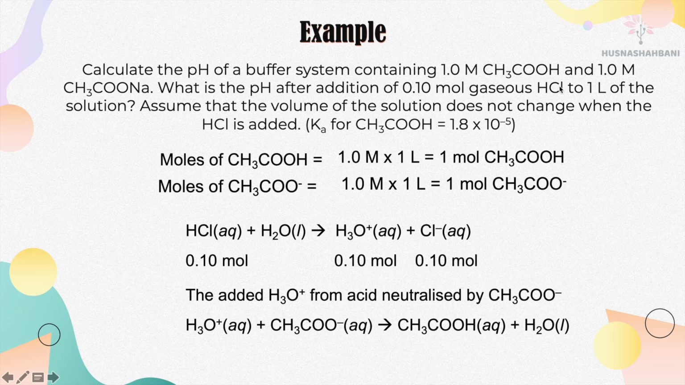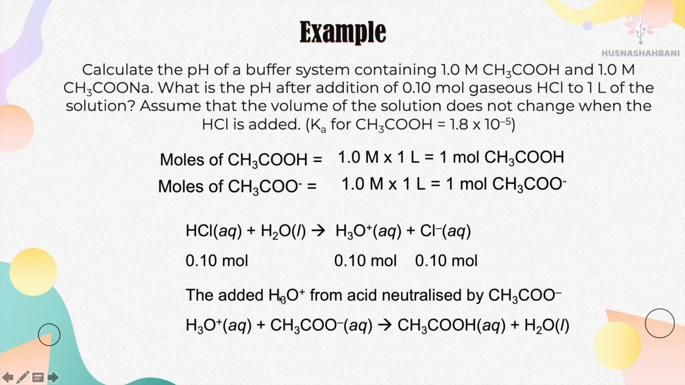We know that HCl is a strong acid. Strong acid completely dissociates, so one direction arrow only. So HCl, H2O becomes H3O plus plus Cl minus. So when this HCl is 0.1 mole, you balance this equation: 1 mole, 1 mole, 1 mole, 1 mole. So when HCl is 0.1 mole, H3O plus is 0.1 mole, Cl minus is 0.1 mole.